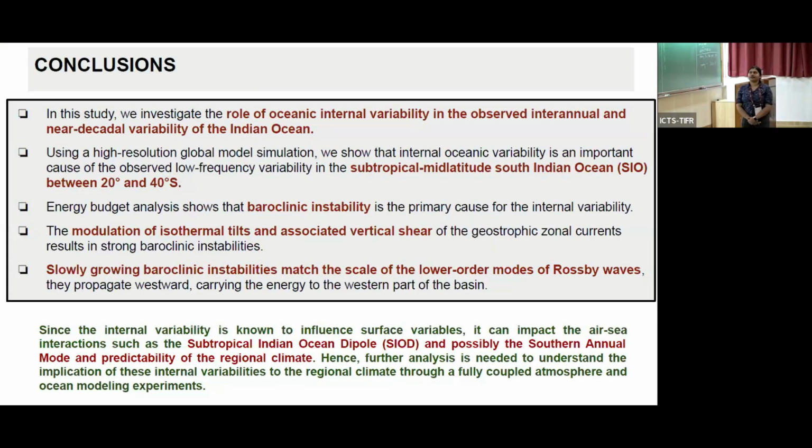That's how we conclude. We looked at the internal variability and how it is generated. The energy budget analysis shows that baroclinic instability is the primary cause of the internal variability, and the modulation of the isothermal tilt associated with the vertical shear of geostrophic currents results in strong baroclinic instabilities. And these slowly growing baroclinic instabilities match the scale of Rossby waves and they propagate westward carrying the energy. That's it. Thank you.